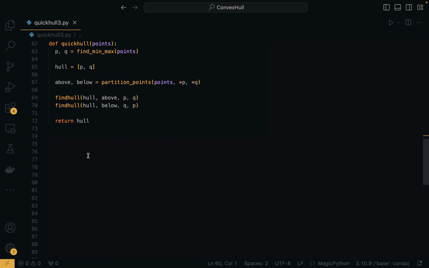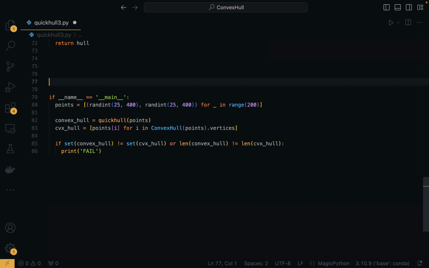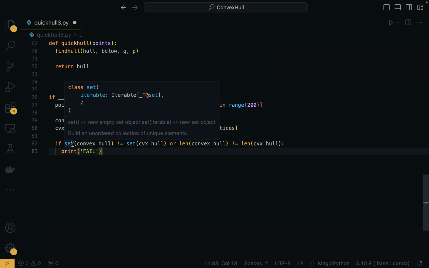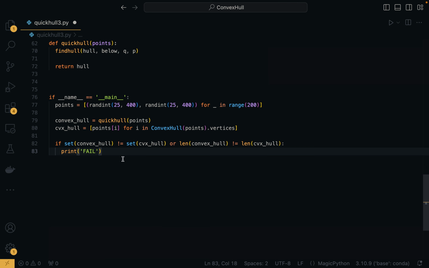Okay, so let's go over this here. I've written some test code. I'm going to make some random points, random integers between 25 and 400 for x and y, and I'll make 200 points. Here's our implementation, and these are the results. Their implementation is slightly different. You pass in the points to their class, and then you get the vertices instance variable, which gives you indices from the points. So we extract the points from the index that they give us. And then we'll compare that we have the same points and their lengths are the same. If this doesn't work, we'll print fail. So fingers crossed, hopefully we don't fail.